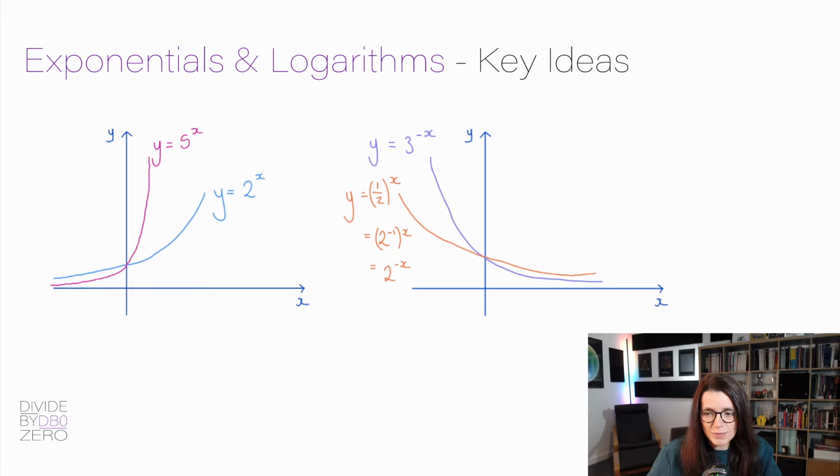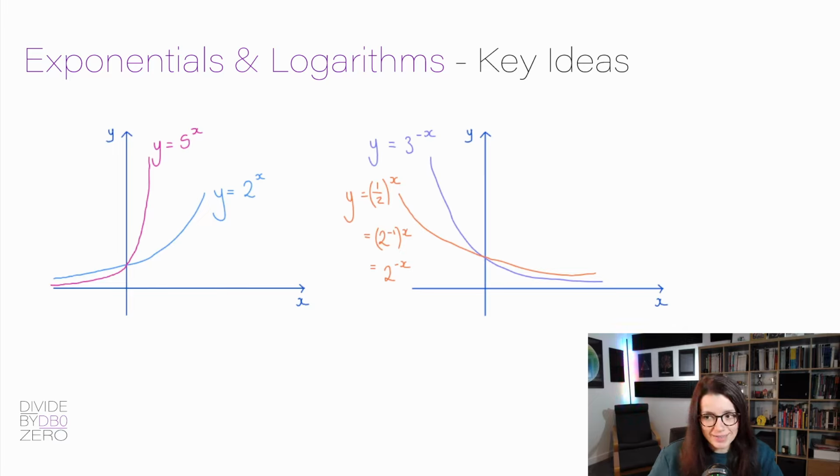The first thing we need to be aware of is what exponential graphs look like. So here I've got a graph that shows y is equal to 2 to the power of x against y is equal to 5 to the power of x. As you can see, they're both a similar shape, but the 5 to the power of x graph is steeper than the 2 to the power of x graph.